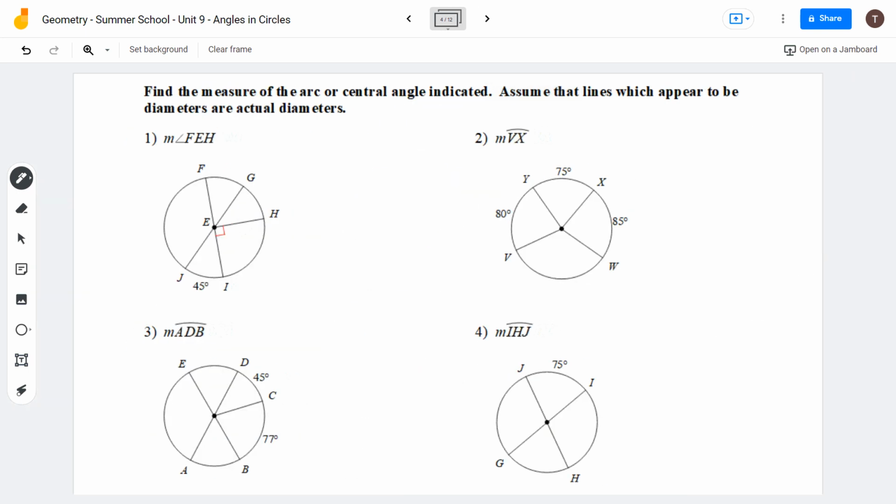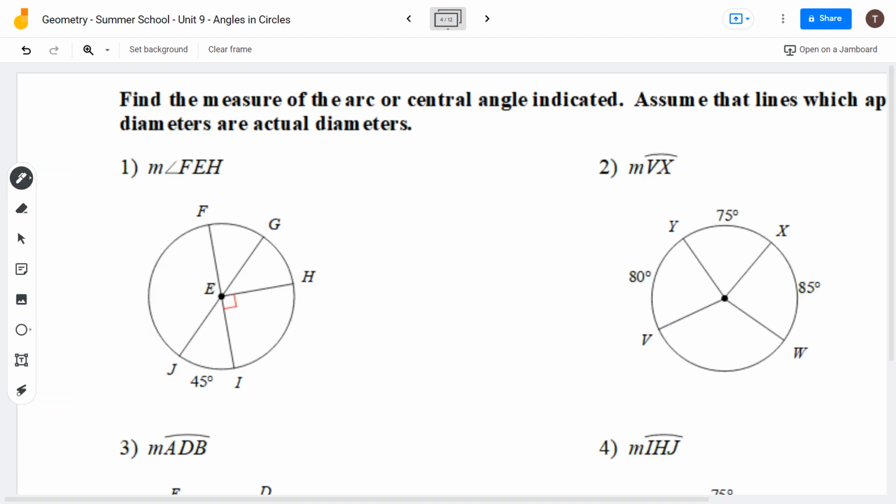Now, on these problems, we have a couple steps, okay? And it says, find the measure of the arc or central angle indicated. So I'm going to zoom in a little bit. So it says here, find the measure. Now this is an angle. So find the measure of angle FEH. Okay. Now we also know that up in the directions it says assume lines that appear to be diameters are actual diameters. So let's use that fact.